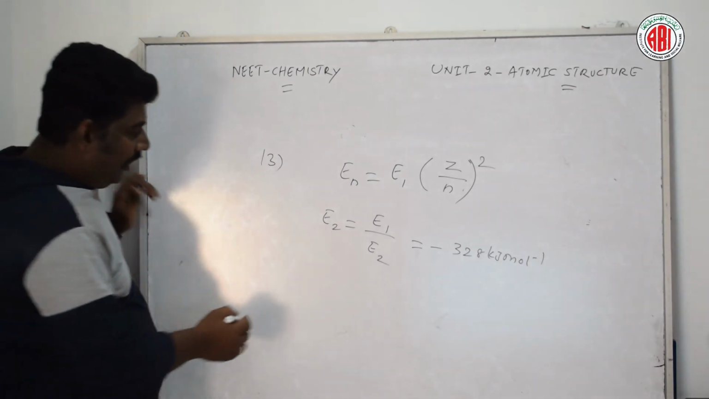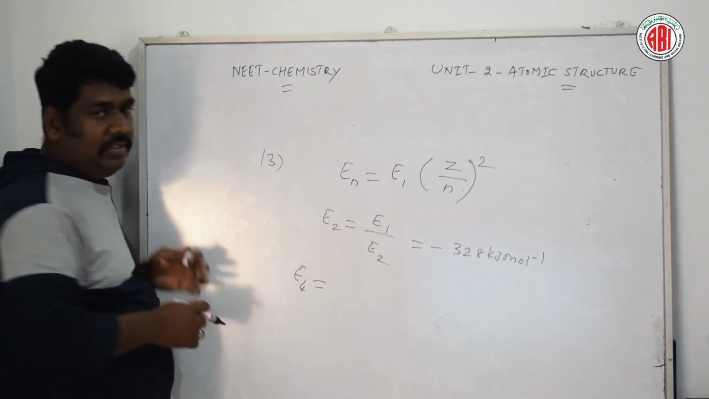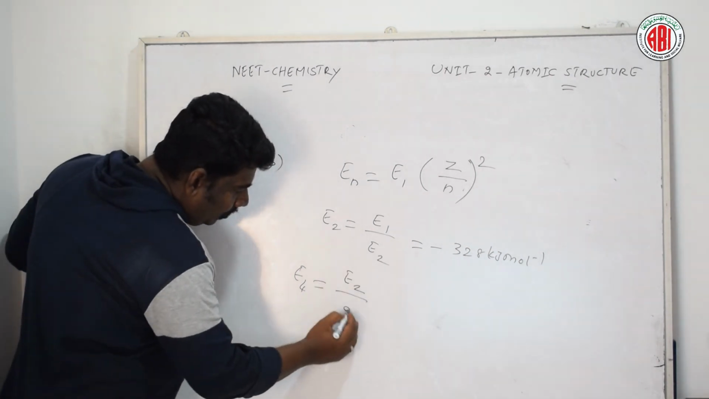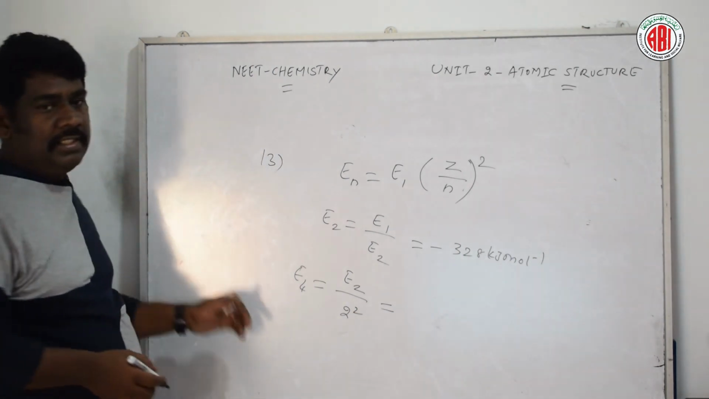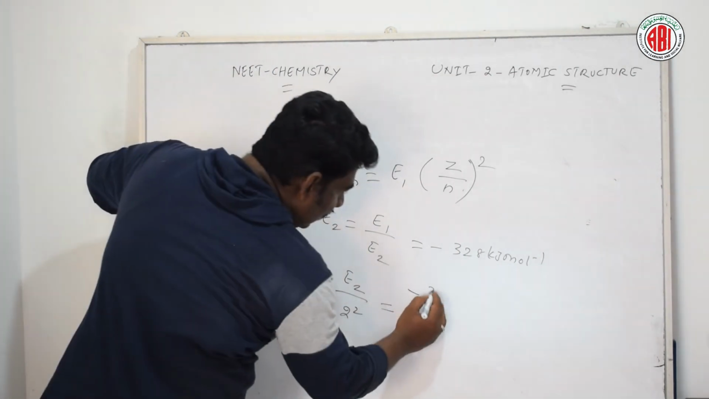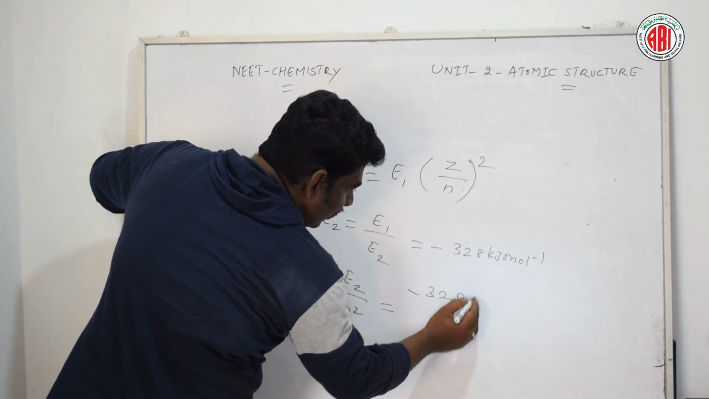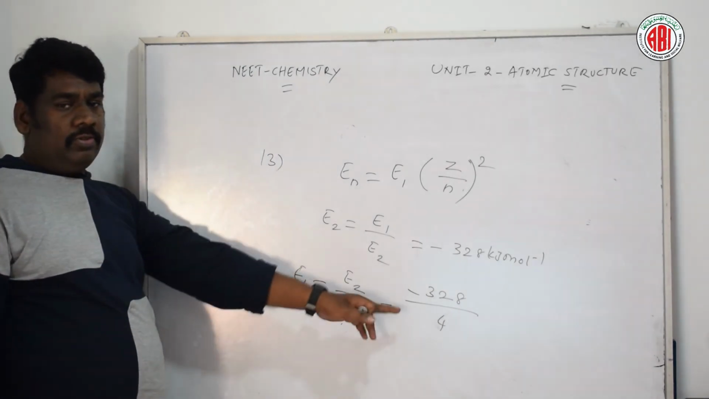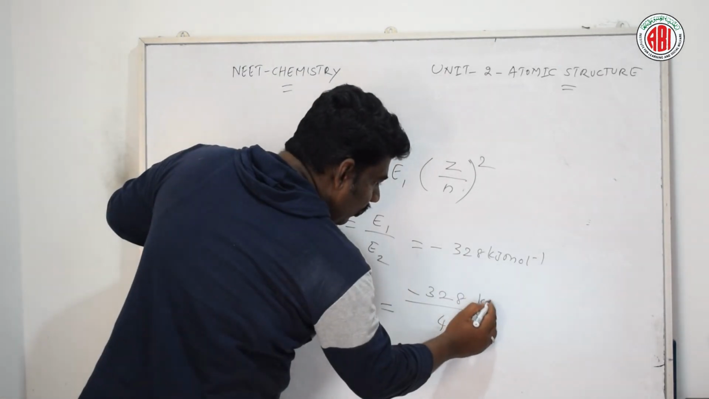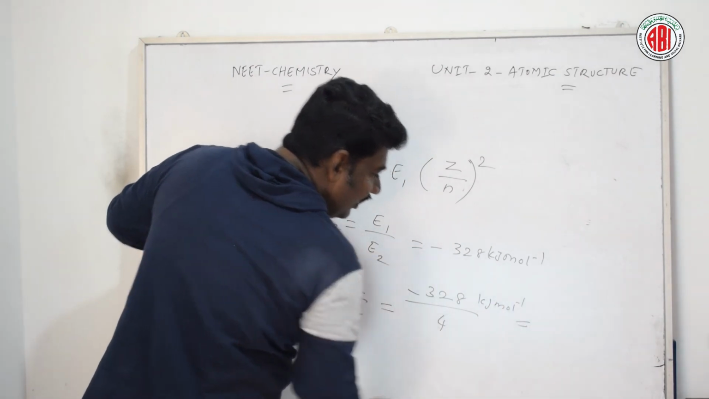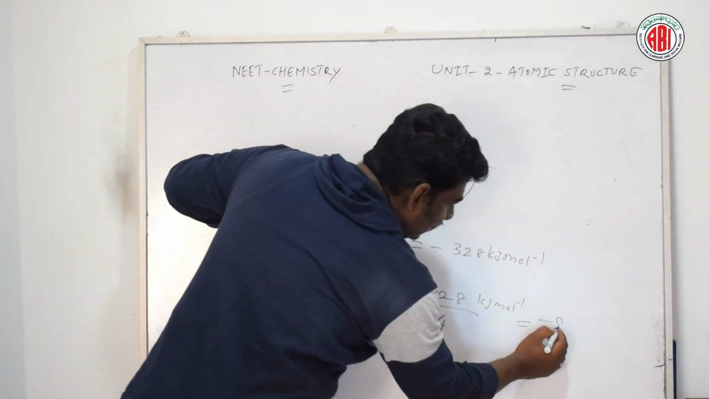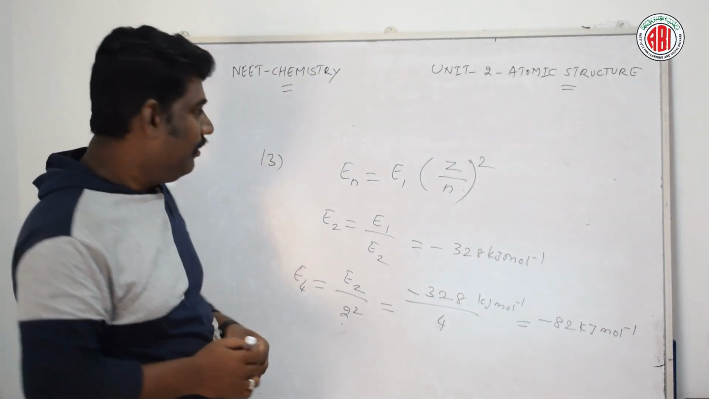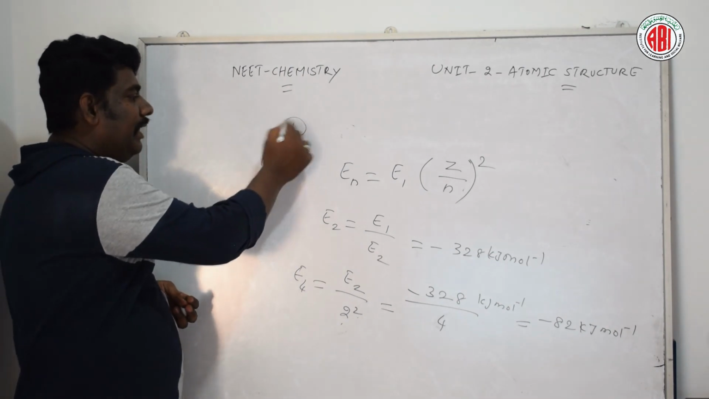Now let us write E4. E4 is equal to E2 by 2 square, that is nothing but minus 328 kilojoule per mole divided by 2 square, that is 4. Simplifying this, we get minus 82 kilojoule per mole. So by this way we can solve this problem. According to this question, option B is the right answer.